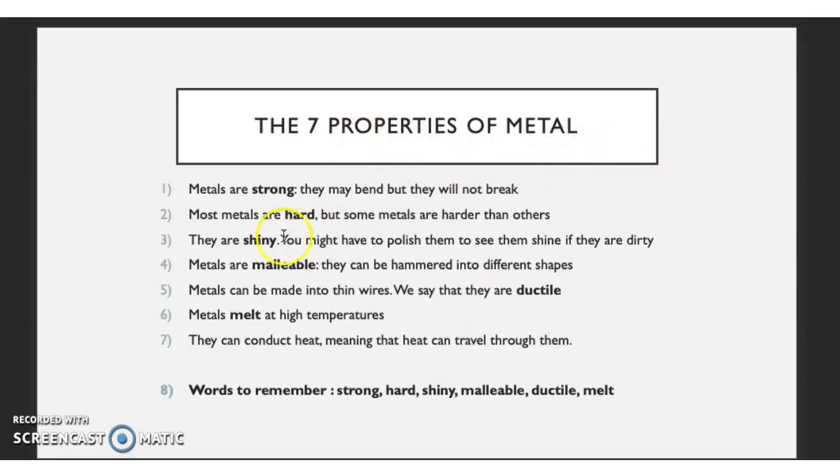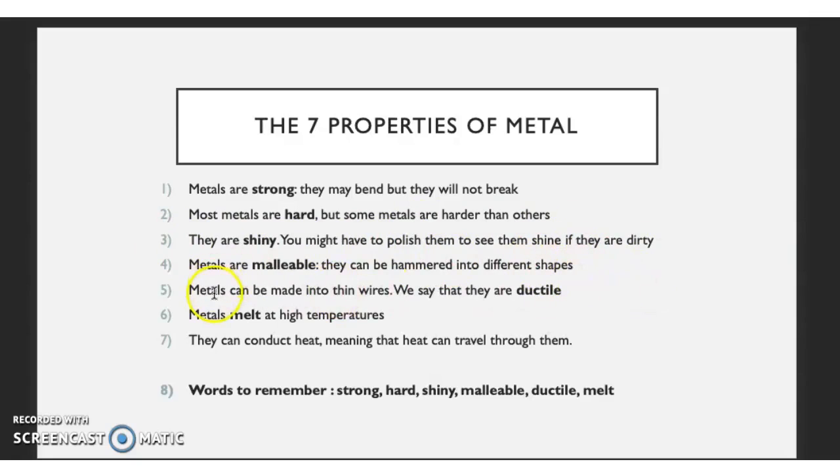So, diving into today's lesson, let's first look at the 7 properties of metal, just as a quick recap. Firstly, metals are strong, meaning they may bend, but they may not break. Number 2, most metals are hard, but some metals are harder than others. Number 3, they are shiny, so you might have to polish them to see them shine, especially if they are dirty. Number 4, metals are malleable, meaning that they can be hammered into different shapes.